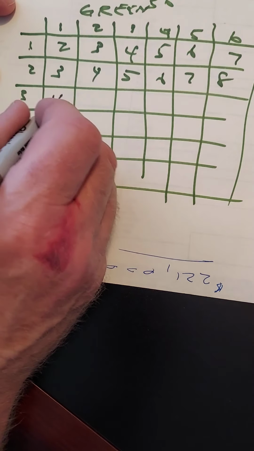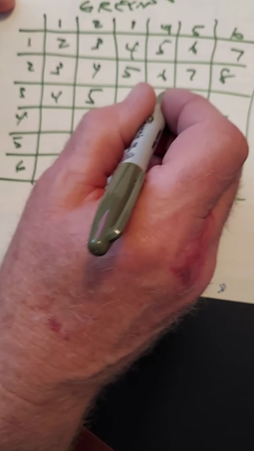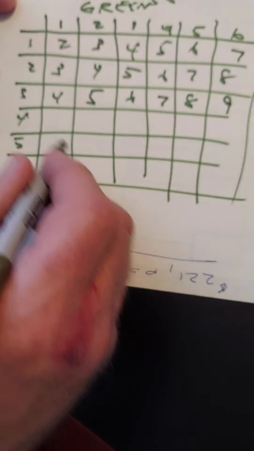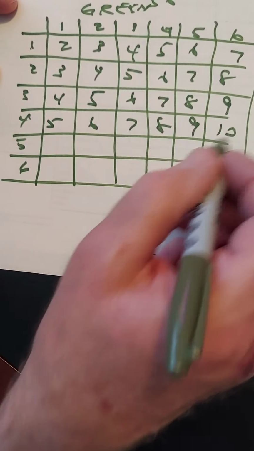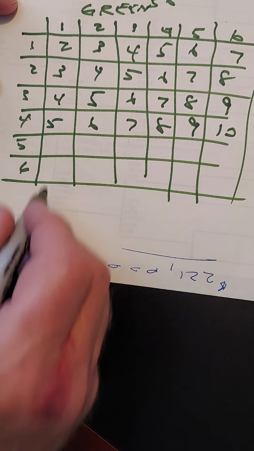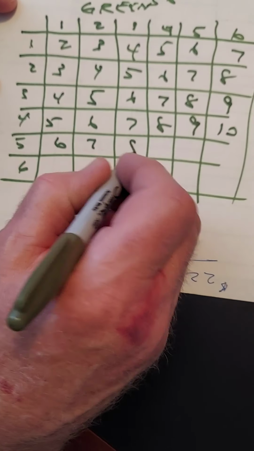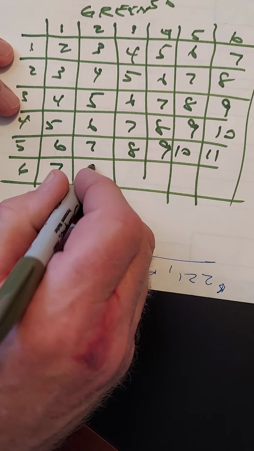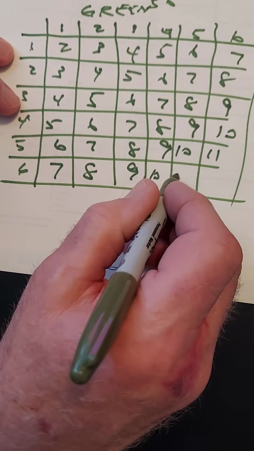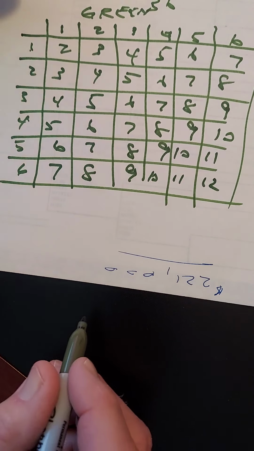The next row is going to go 4, 5, 6, 7, 8, 9. 5, 6, 7, 8, 9, 10. 6, 7, 8, 9, 10, 11. And the last one, 7, 8, 9, 10, 11, 12.